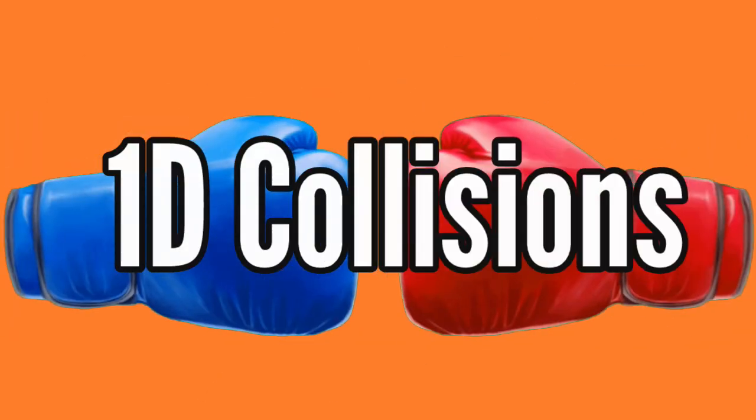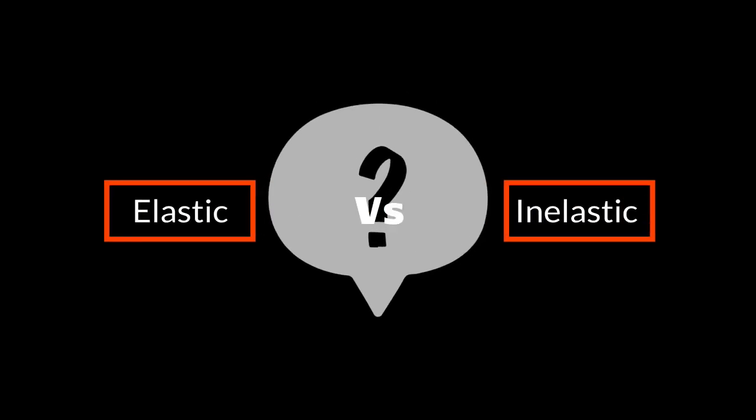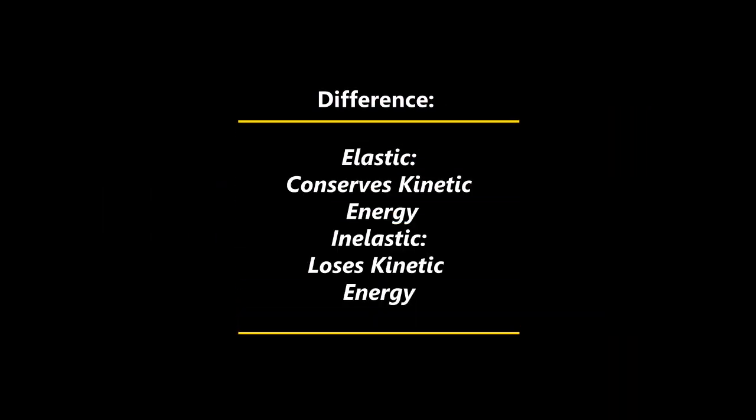1D elastic and inelastic collisions. What is the difference between an elastic and an inelastic collision? An elastic collision conserves the kinetic energy, while an inelastic collision loses kinetic energy, so energy is lost.